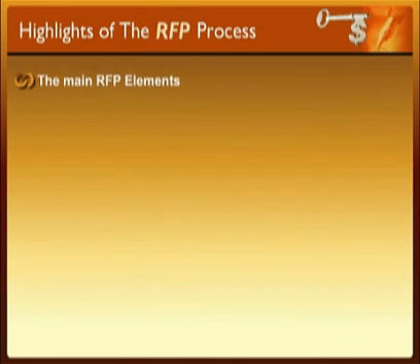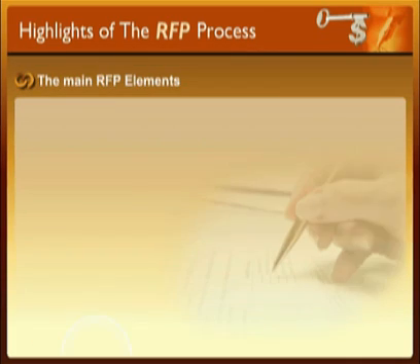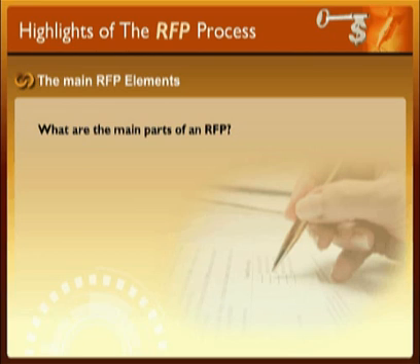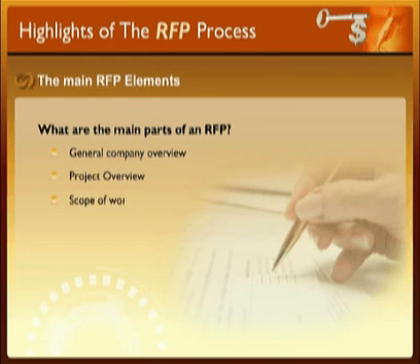Now let's get back to the RFP. What are the main parts of the RFP? There are three main parts: the general company overview, the project overview, and the scope of work.